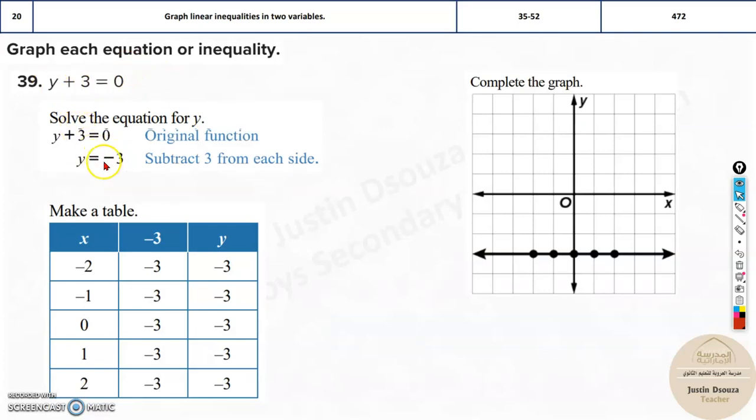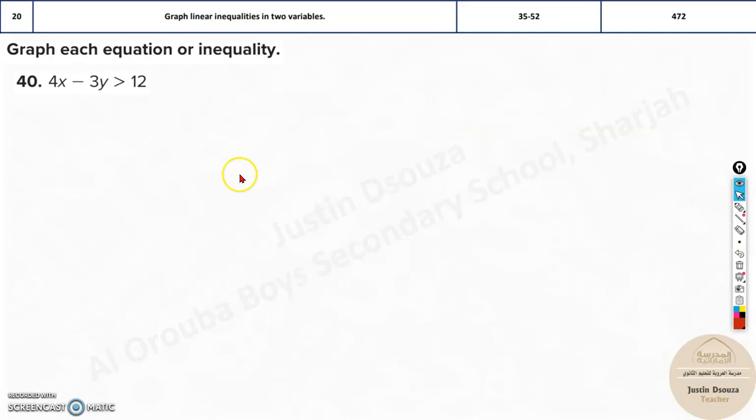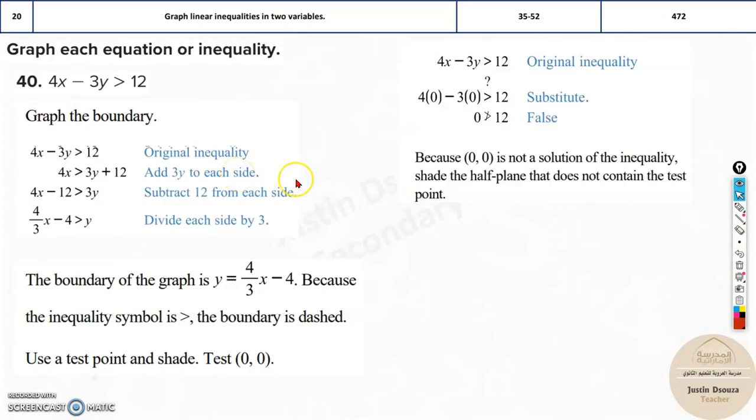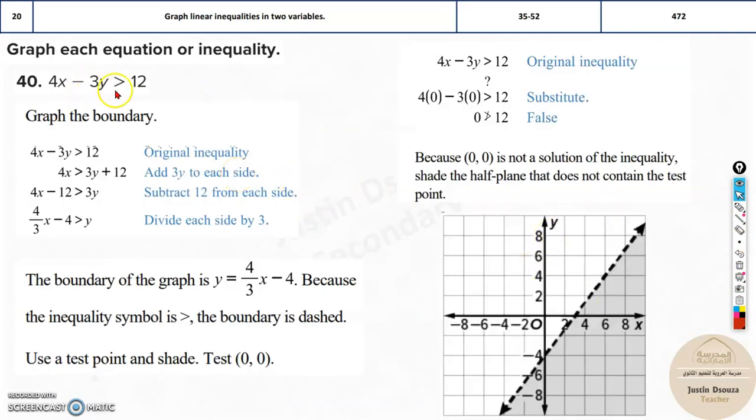If you're confused, here y is equal to negative 3. There is no x value. So it doesn't matter which x value you take, the answer for y is always negative 3. It's a straight line. You can just see this is equal to negative 3. That means, where is minus 3? Here, draw a straight line. Now over here, same like what we have just now done. Please make sure you see it.